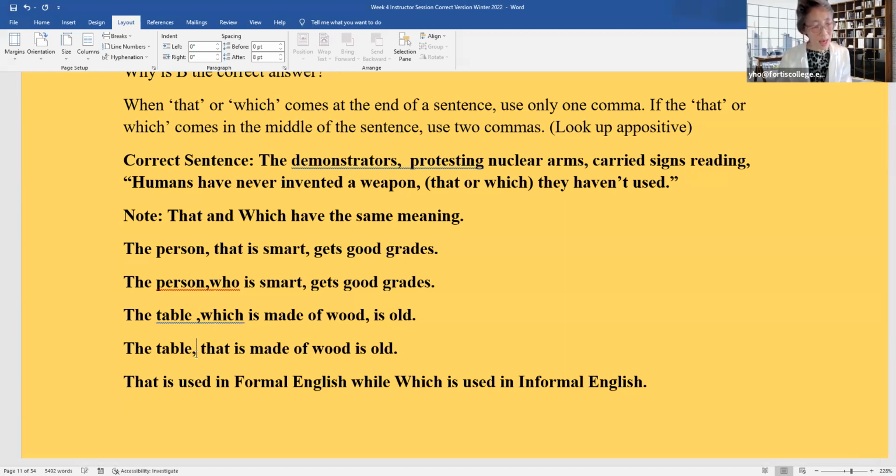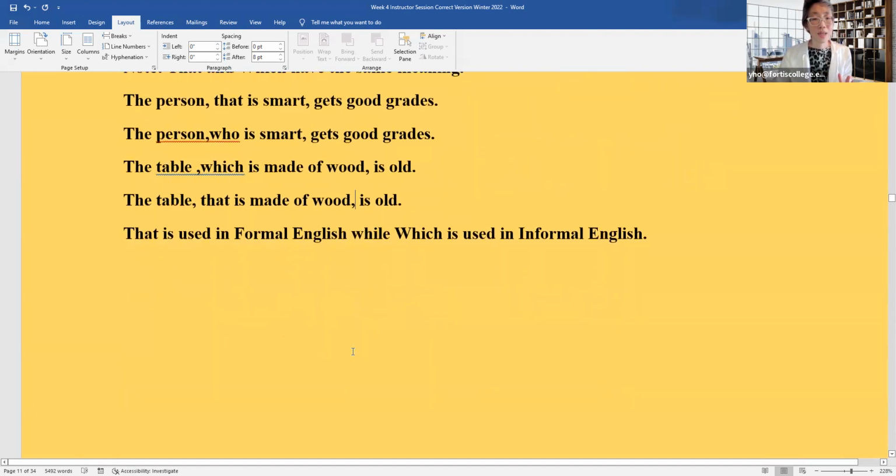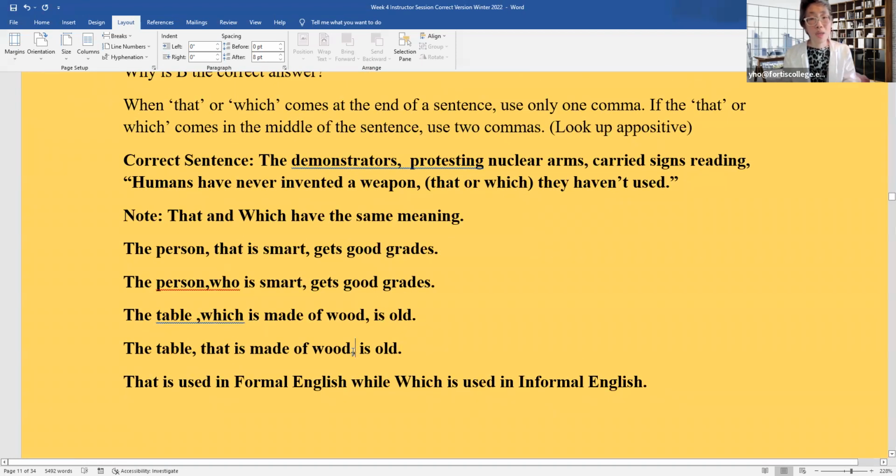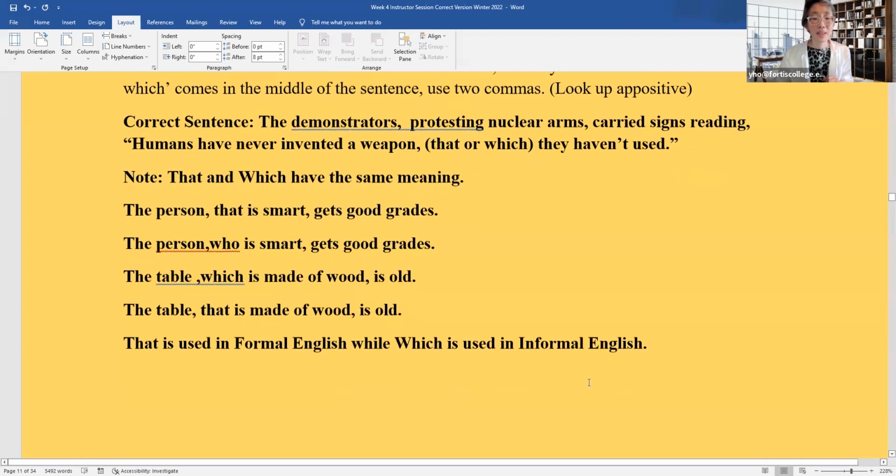Anyway, the table that is made of wood is old. So the only difference between who and that, which is that, is in tone. So you still have to have the same rules as when you have an adjective clause at the beginning of a sentence, 2 commas, an adjective clause at the end of the sentence, 1 comma. Is everybody clear on this?